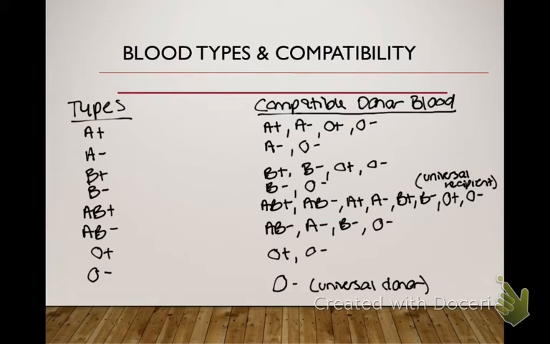O negative can go to everybody, right? Because it's a negative, so it can go to everybody. AB positive can get from everybody because it has A, it has B, it has negative, it has plus. Does that make sense? All right, if it doesn't, tell me.